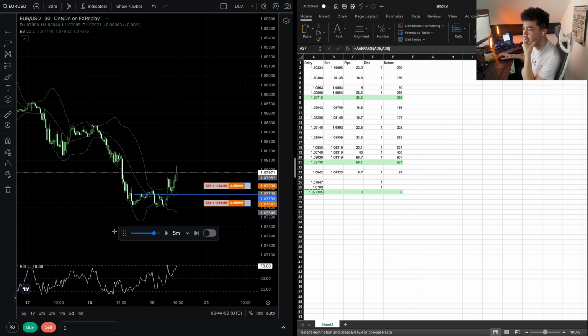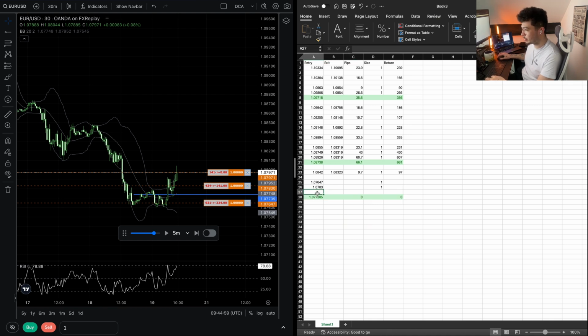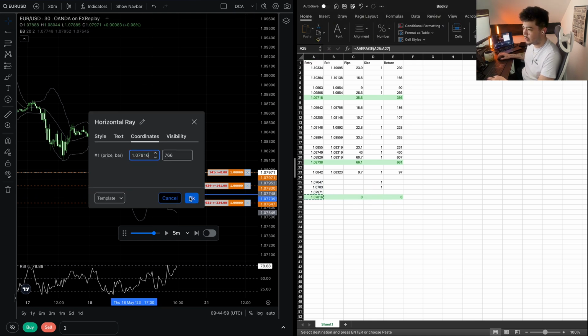Might look to enter again. I'm going to sell again here. Oops, there we go. So again, let me just sort the sheet out. So here the entry is at 1.07971. So we've got a new average price here. So that'll be 7. Oops. Hold on, let me just fix this formula here. There we go. So that's the new average price. So again, let me just do this. There we go.